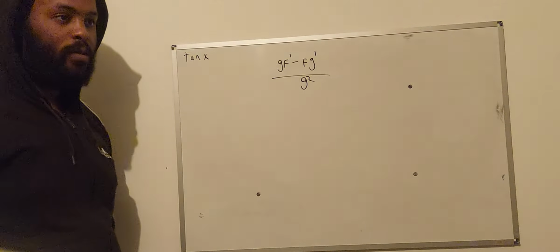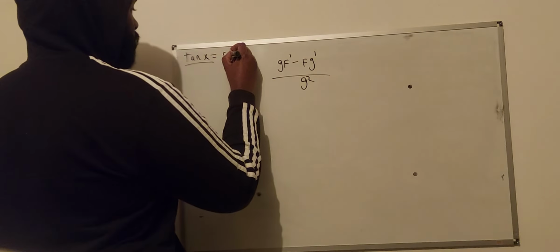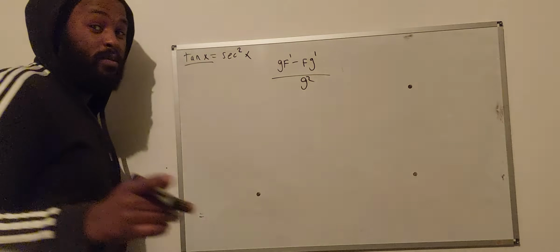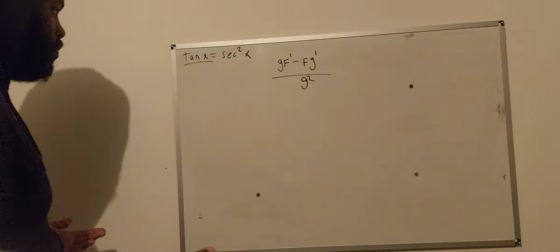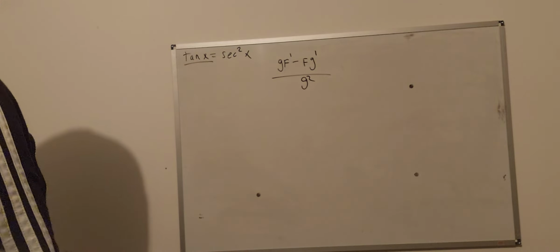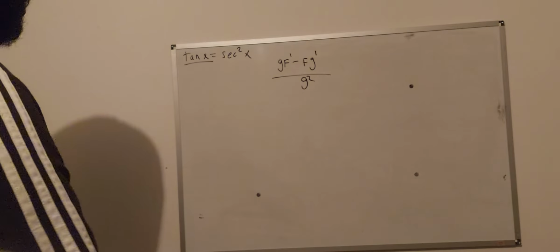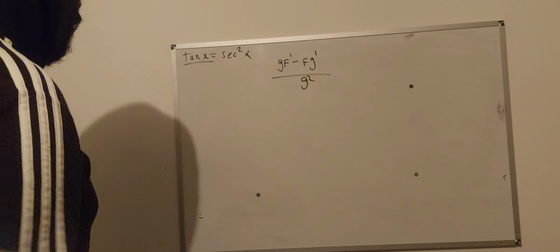This is the equation that you're going to need if you want to solve this question. The question is going to say, find the derivative of tan x. Well, we all know the derivative of tan x equals secant squared x if you memorize the table of derivatives. But then how do you prove this? If the question says, prove that the derivative of tan x is equal to secant squared x, how do you do that?